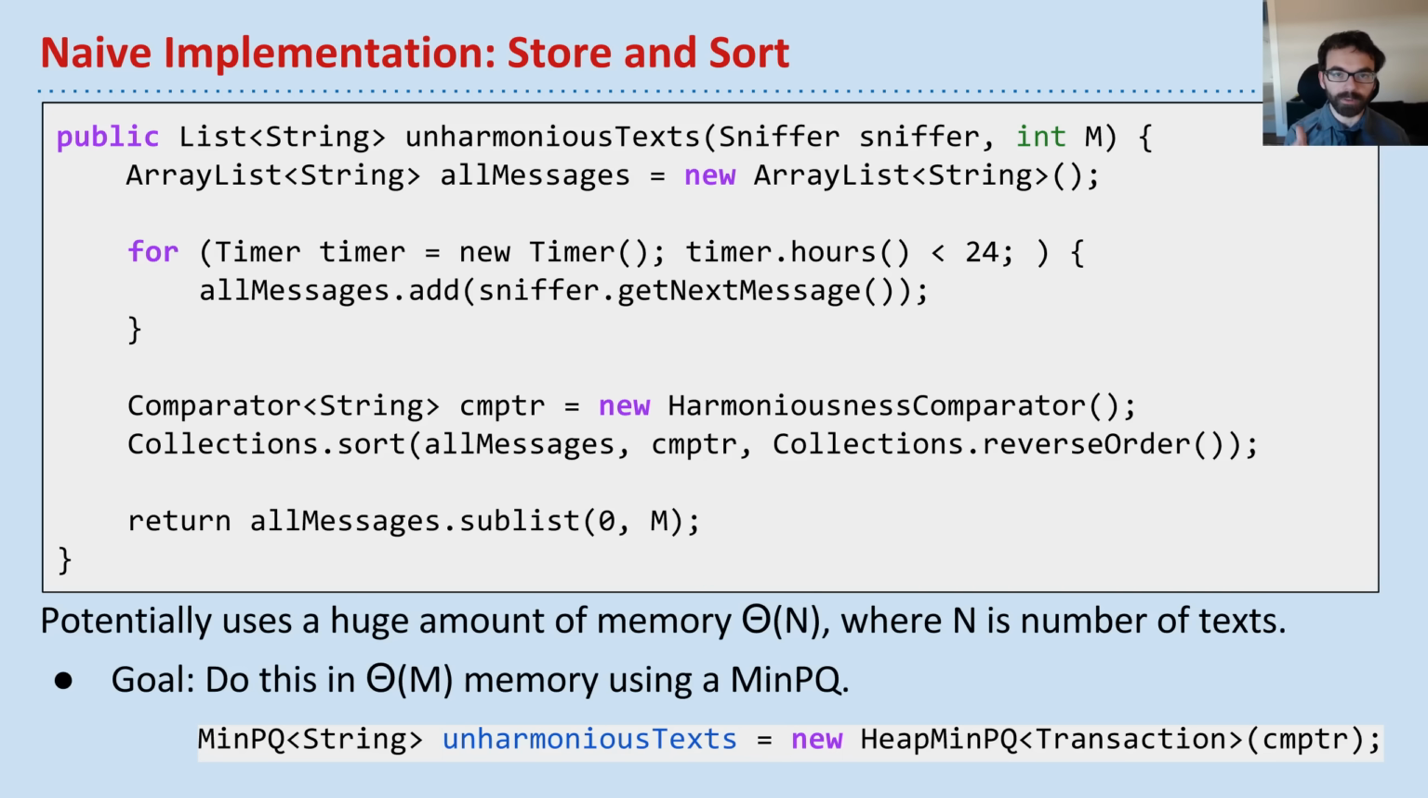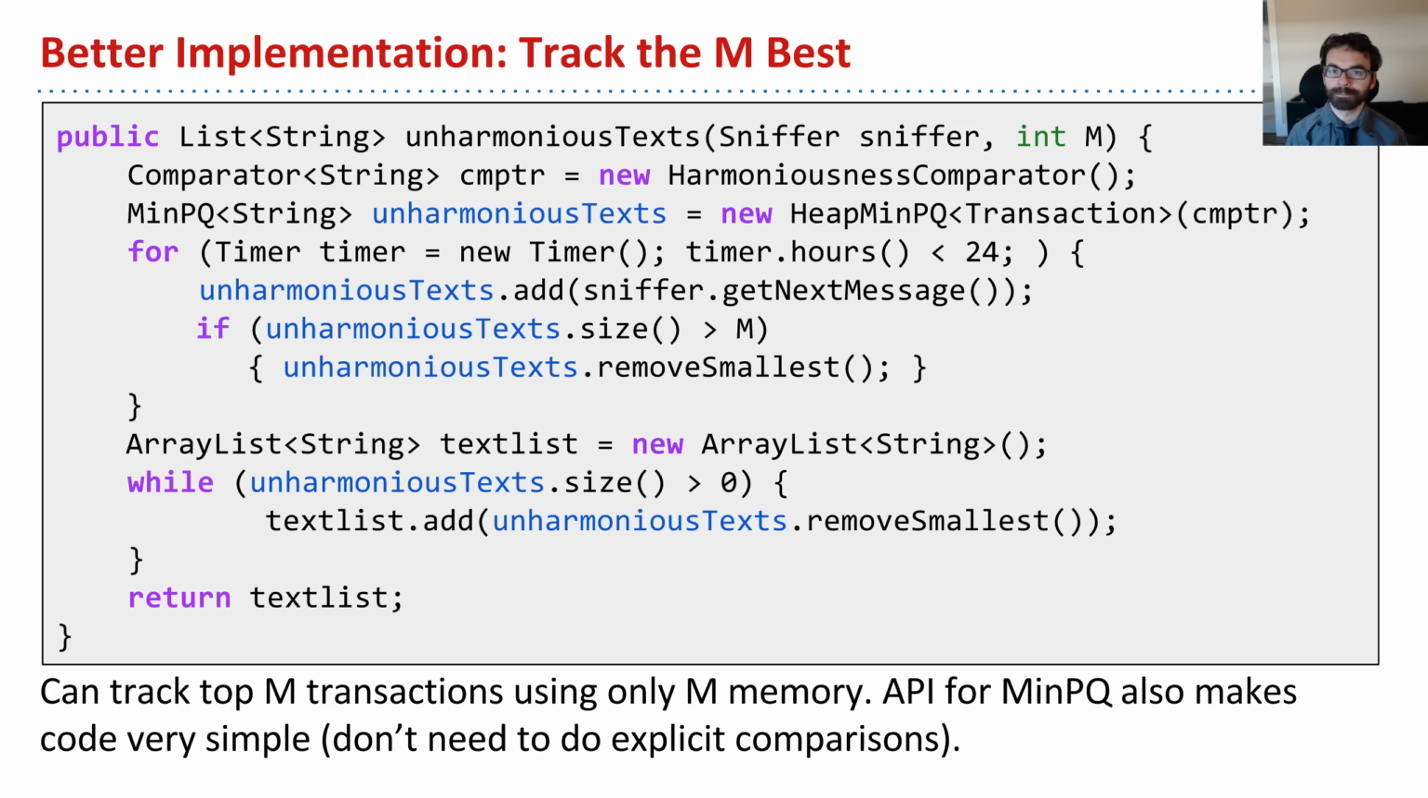So hopefully you had a chance to reflect on this exercise, since I'm now going to spoil it. Okay, so this is the way I think about it. What we could do is first create this comparator, and we create a min PQ of unharmonious texts right here. Then we wait 24 hours and go through all the messages that we see and add them one by one to our unharmonious texts object, right?